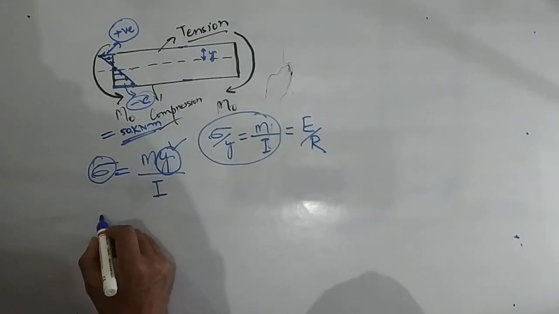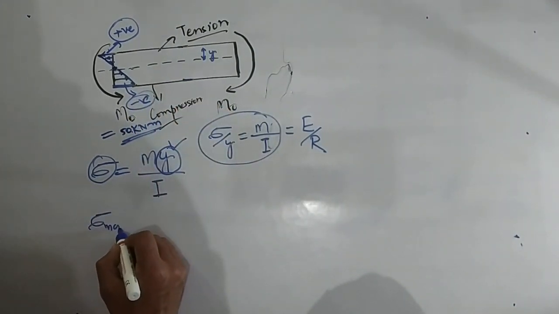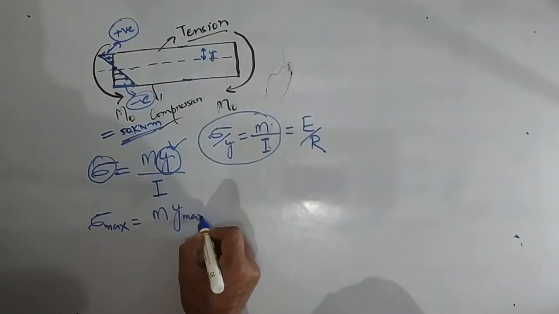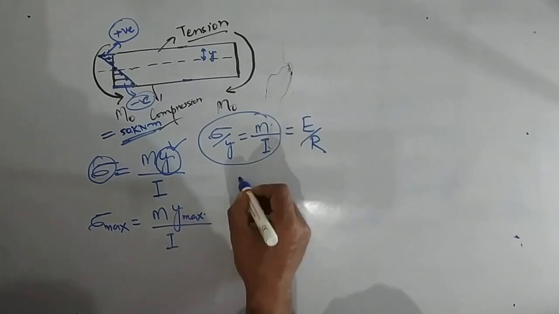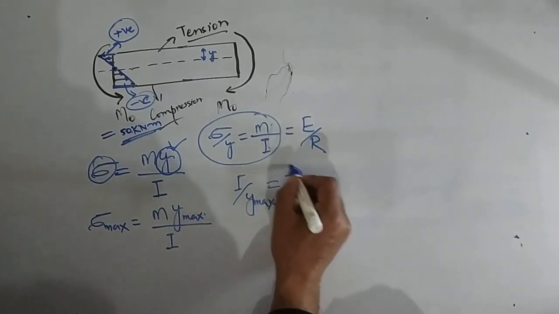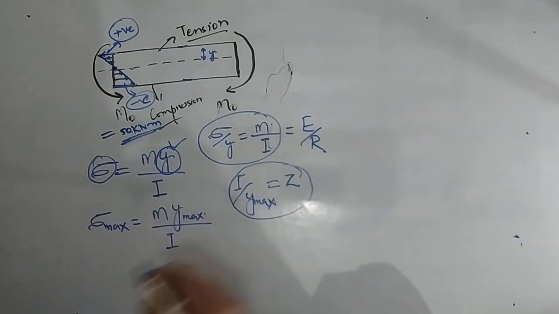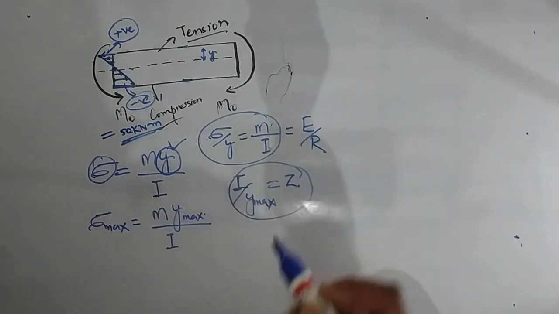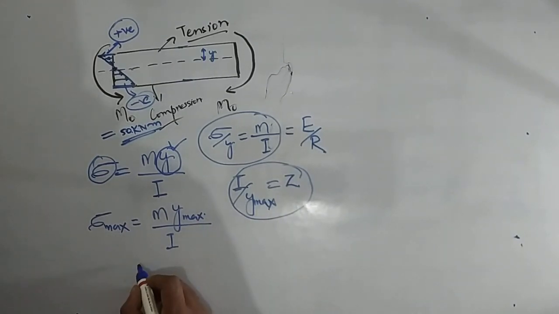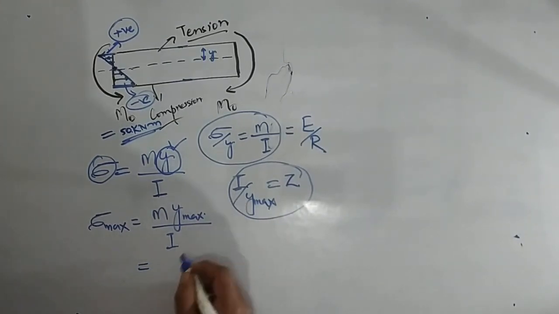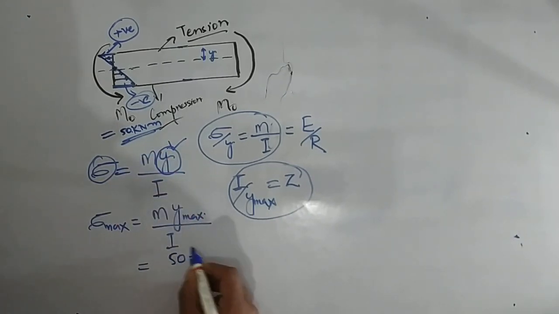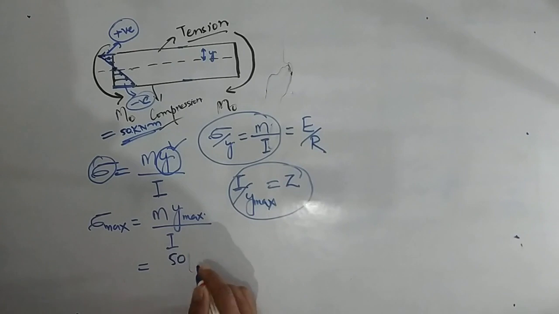So when I calculate sigma max, I will use M by y max, and I by y max is called the section modulus of the section. I'll be calculating it in this fashion, if the value of M is 50 and then what is the value of y?